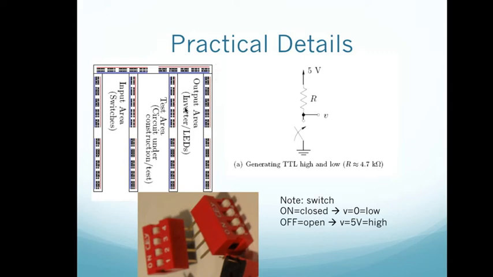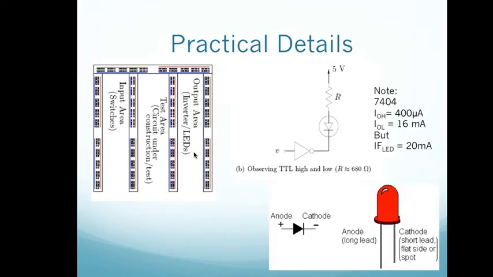And then in the output area, one note I forgot to mention is that these switches are marked on. On for a switch means it's closed. If you look at this circuit up here, closed means 0 volts. So when the switch is on, V is low. When the switch is off, V is high. That's kind of opposite from what you might think if you weren't carefully considering the switch. So on is actually low. So keep that in mind. Then let's talk about the output area next.